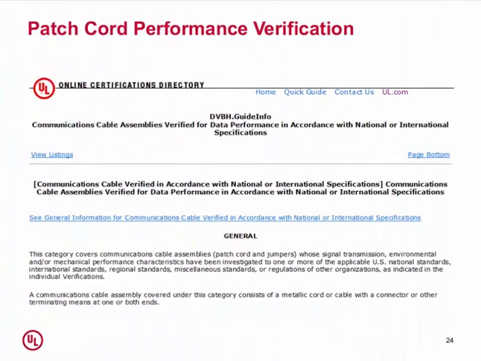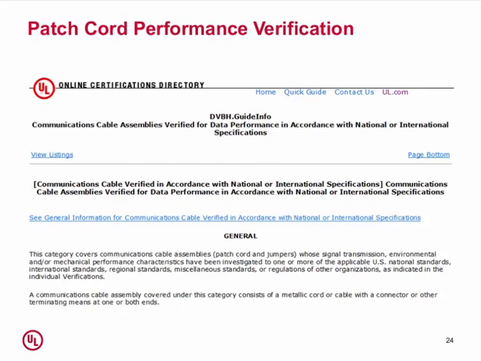This is an example of the UL patch cord verification program. We describe our certifications in what we call guide information. They used to be index cards, so people still refer to them as guide cards sometimes. This is only a partial picture of what it looks like.